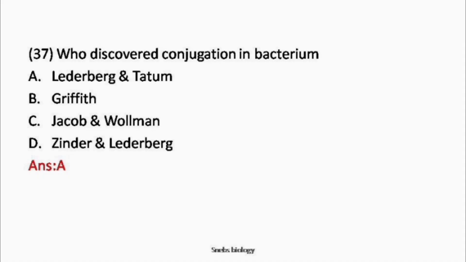Next, who discovered conjugation in bacterium? Option A, Lederberg and Tatum. Option B, Griffith. Option C, Jacob and Ullmann. Option D, Zinder and Lederberg. So, correct answer is Lederberg and Tatum discovered conjugation in bacterium in 1946. Bacterial conjugation is the transfer of genetic material between bacterial cells by direct cell-to-cell contact or by a bridge-like connection between the two cells. Okay.